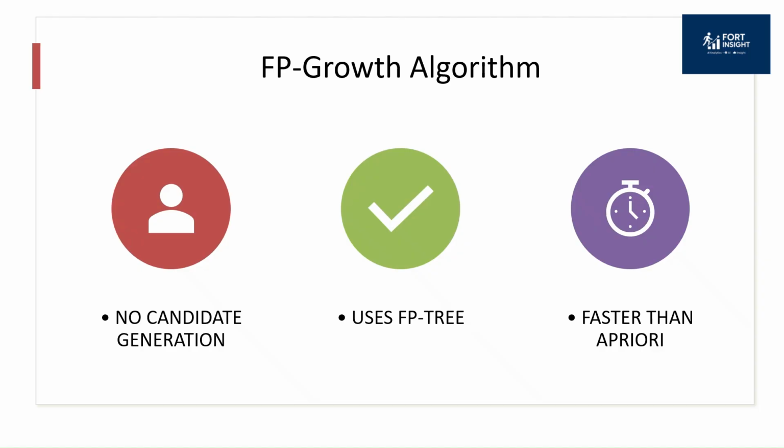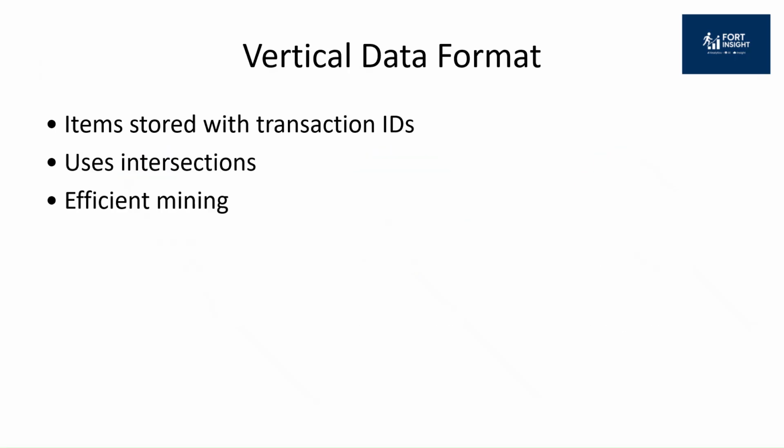FP-growth is an efficient alternative to Apriori that avoids candidate generation. It compresses the database into a compact structure called the FP-tree. The frequent item sets are mined directly from the tree using a divide and conquer approach, which makes FP-growth faster and more scalable for large datasets.